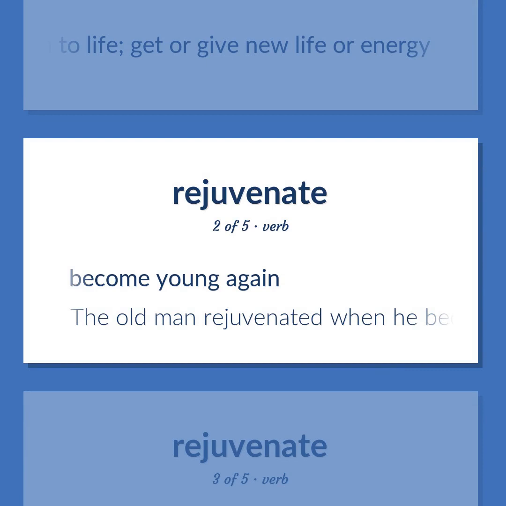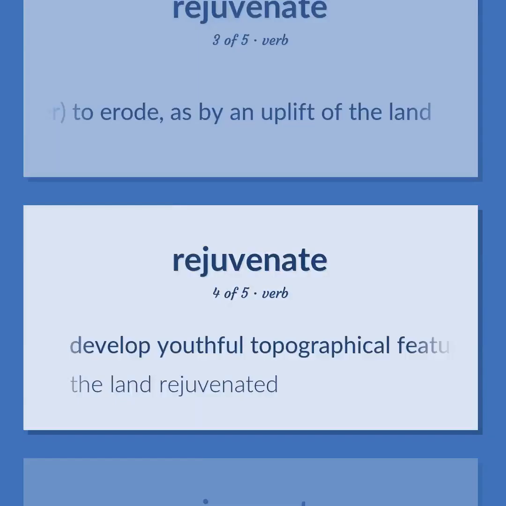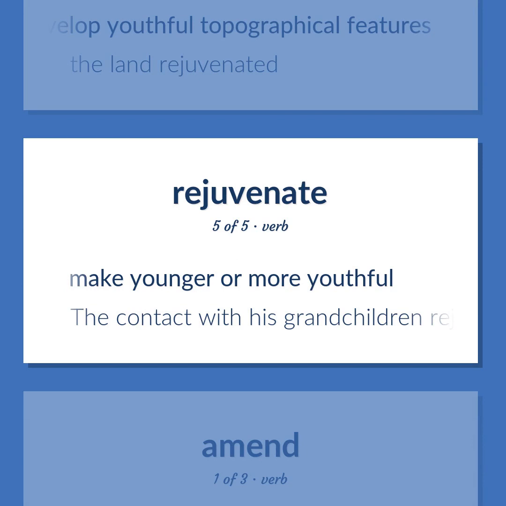Become young again. The old man rejuvenated when he became a grandfather. Cause a stream or river to erode, as by an uplift of the land. Develop youthful topographical features. The land rejuvenated. Make younger or more youthful. The contact with his grandchildren rejuvenated him.